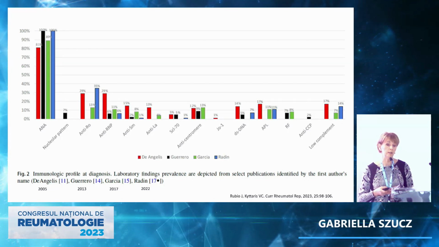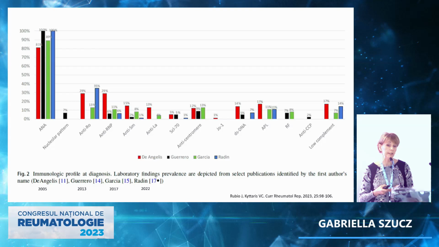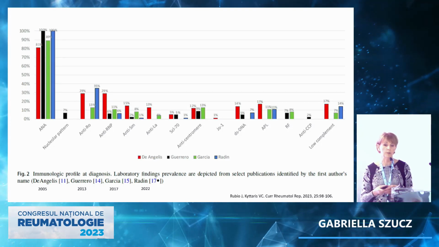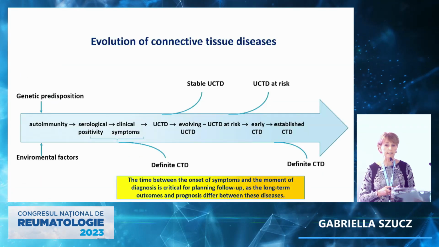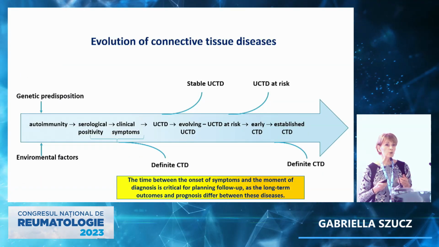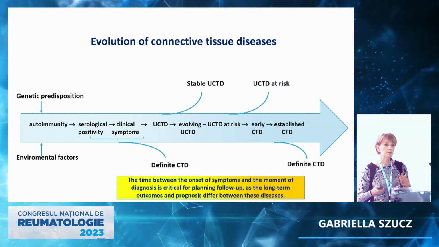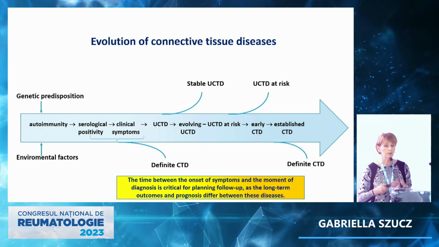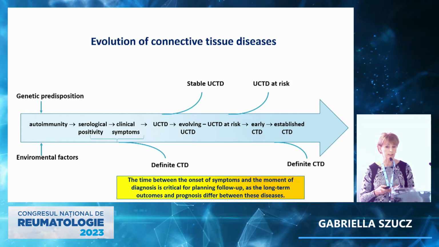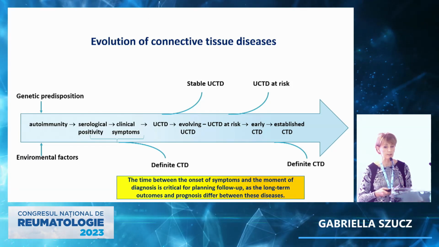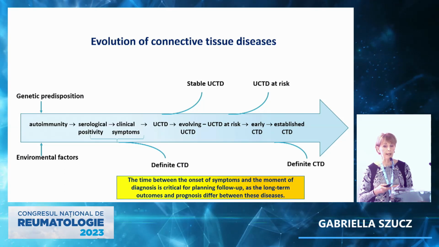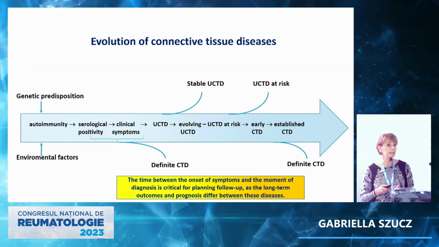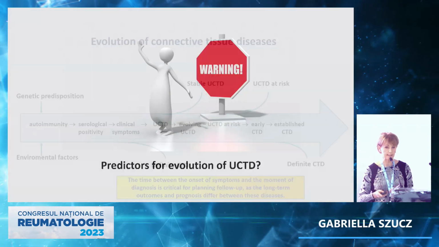The second one was the anti-Ro antibody, and the third one was anti-RNP antibody. The others occurred less frequently. Why is it so important to focus on the evolving patient? Because the time between the onset of the symptoms and the moment of diagnosis is critical for planning follow-up, as the long-term outcomes and prognosis differ between these diseases.